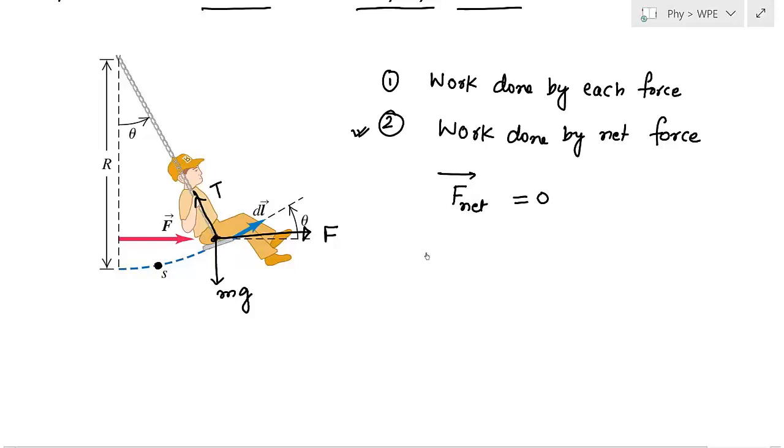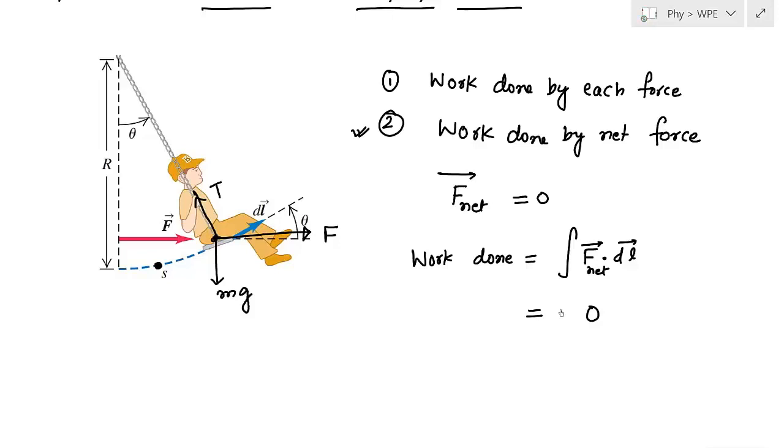So if you remember, work done in a curved path is given as integral F dot dl, where dl is the small change in the length and F is the net force that is acting onto the system. Now in this case F net is 0, so this total work done is 0. So the first part, there is no work done by all the forces, or you can say net work done by all the forces is 0.